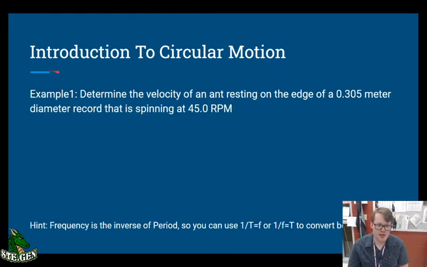Two examples that I'll work out. Example 1, we've got determining the velocity of an ant resting on the edge of a 0.305 meter diameter record spinning at 45 RPMs. The hint I'm going to give you is that to convert between frequency and period, they are the inverse. So one is rotations per second, one is seconds per rotation. To convert between them, you can just use 1 over T equals f or 1 over f equals T, and that lets you flip-flop back and forth between them. So I'll solve this one.